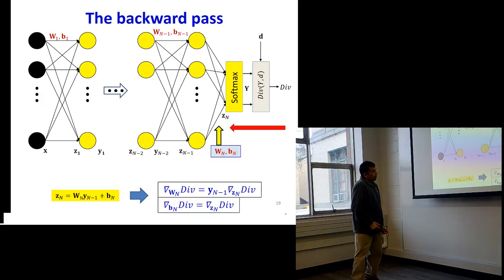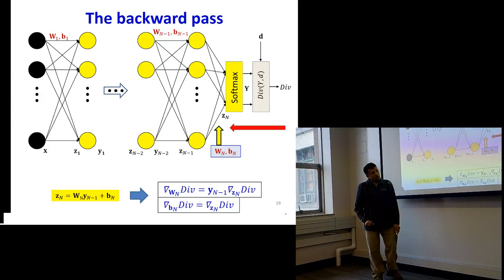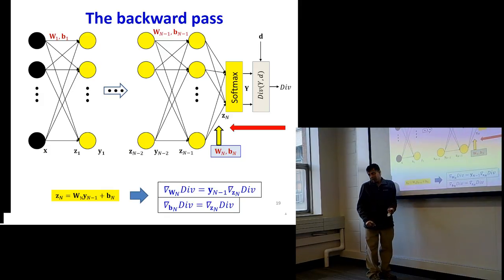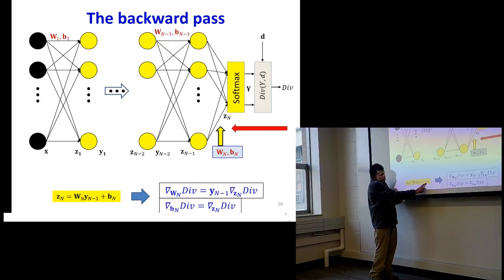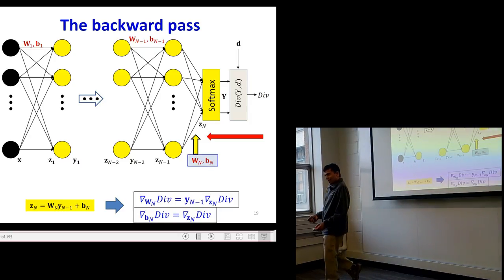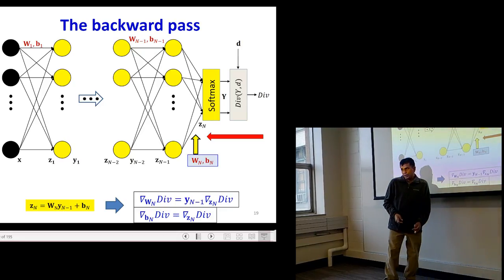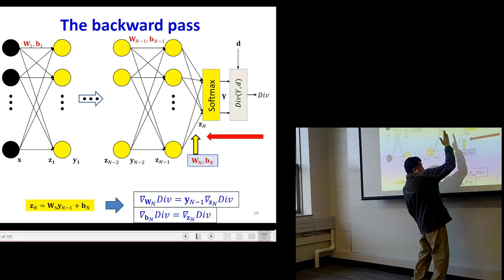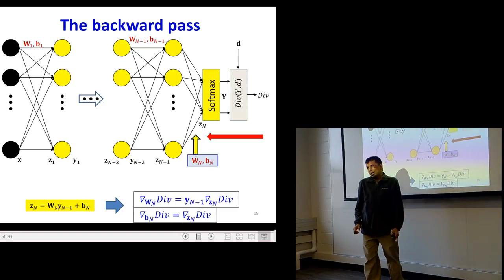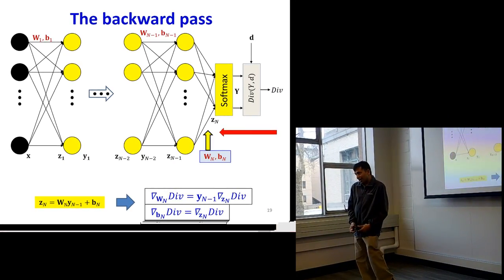And now, the input to the softmax layer is just the weighted combination of the outputs of the n minus 1th layer plus the bias. So these two guys are strictly in proportion, b and z, right? Which means that the derivative of the divergence with respect to b is simply the derivative of the divergence with respect to z. So that's easy. Now, the derivative of the divergence with respect to this weight, it turns out, is simply going to be this guy, the output over here, times the derivative of the divergence with respect to z.